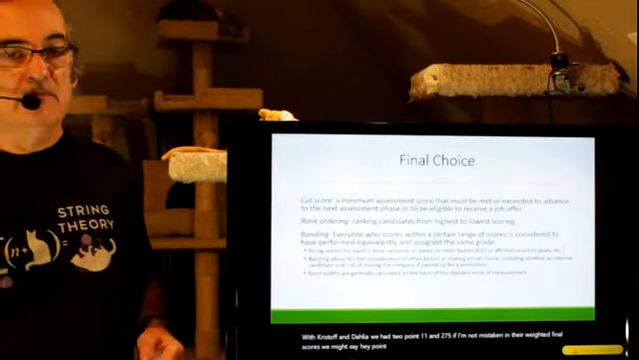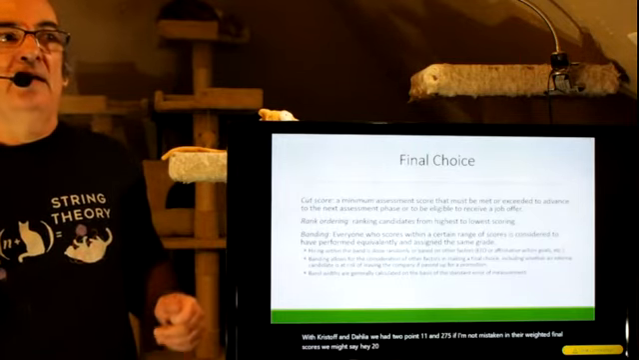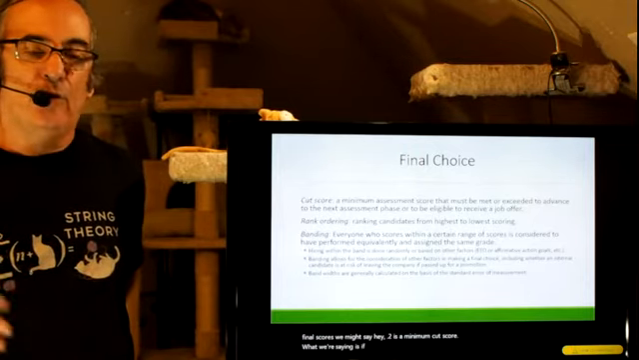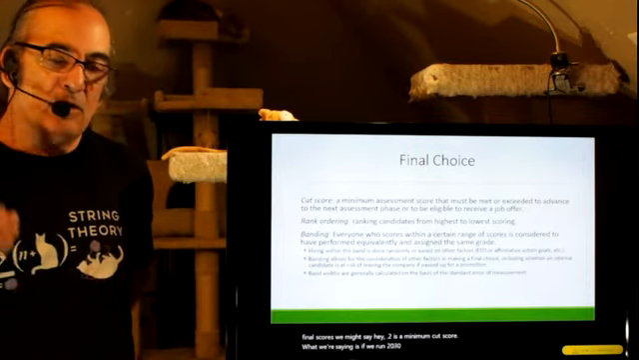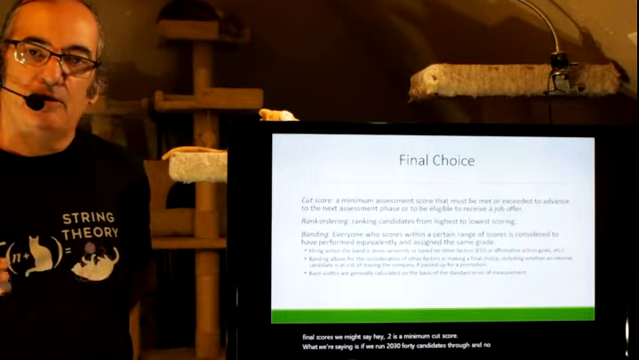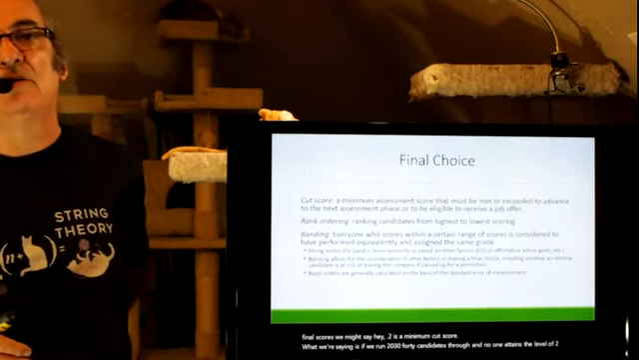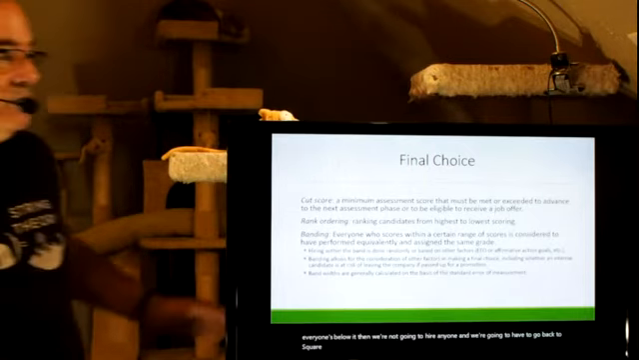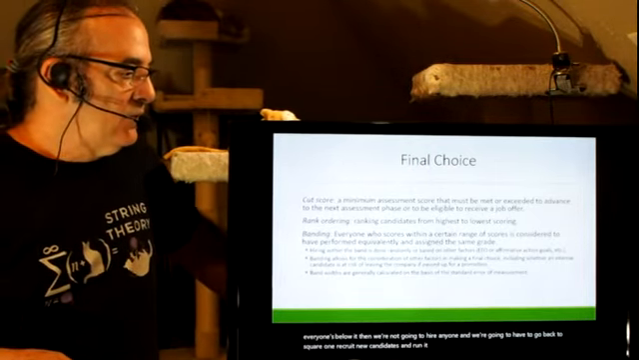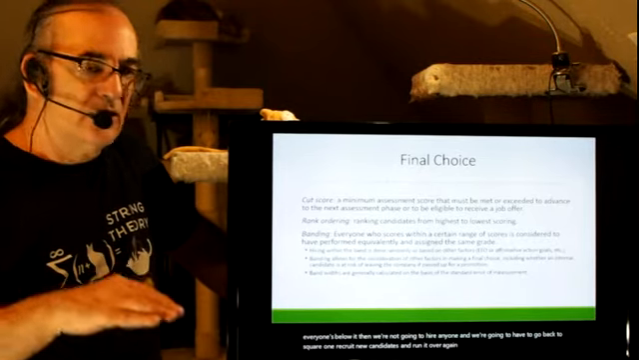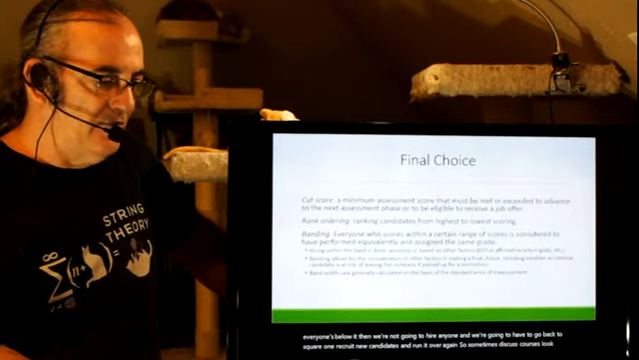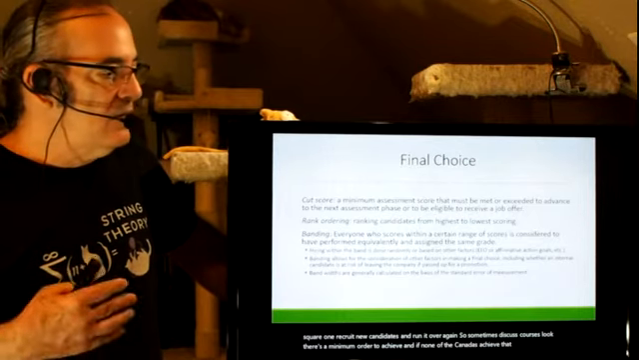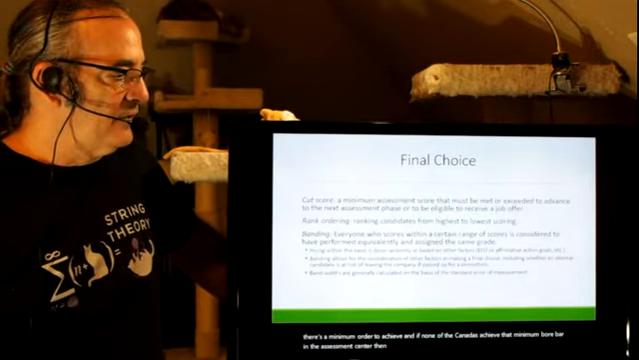0.200 is a minimum cut score. What we're saying is if we run 20, 30, 40 candidates through and no one attains the level of 0.20, everyone's below it, then we're not going to hire anyone and we're going to have to go back to square one, recruit new candidates and run it over again. So sometimes this cut score says, look, there's a minimum bar to achieve, and if none of the candidates achieve that minimum bar in the assessment center, then we hire no one and we start over again.